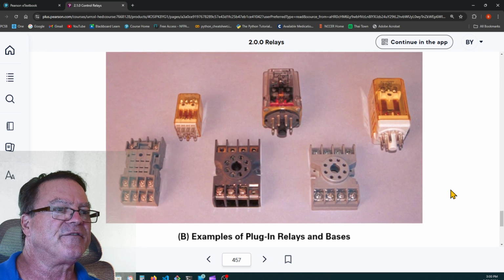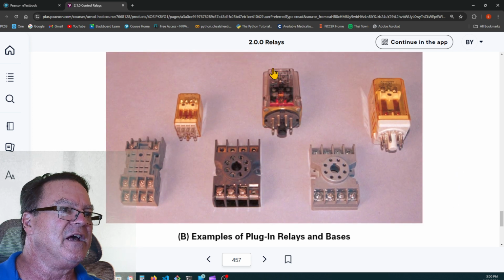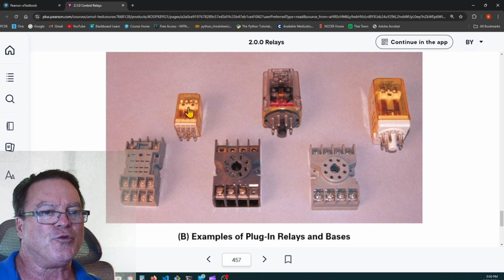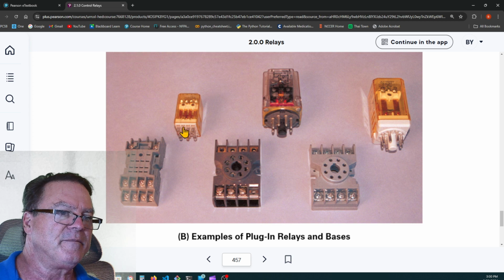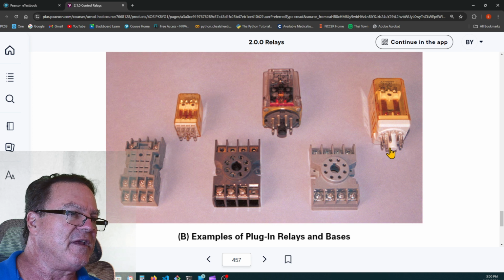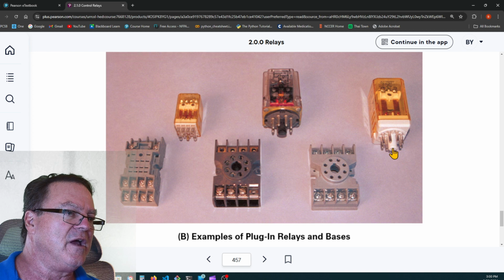So here's a couple of different, what we call ice cube relays. They're cubes, and they're clear plastic, so we call them ice cube relays. Here's an 11 pin, no, what's this one? 14 pin. This is 8 pin, and this is also 8 pin. These round ones go in there. Notice that there's a key, this little slot, so that the relay can only be plugged in one orientation. You can't put it in wrong. The key has to line up with this indent. So that'll keep it from being plugged in wrong.